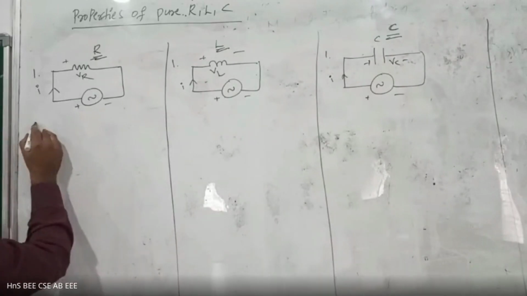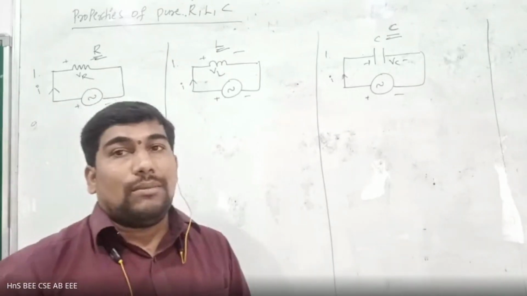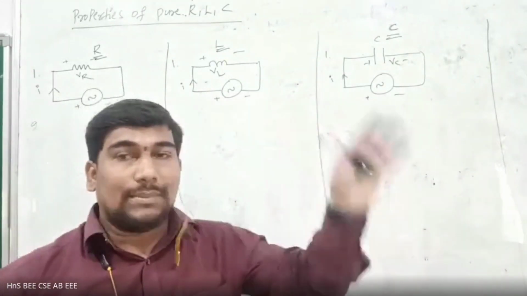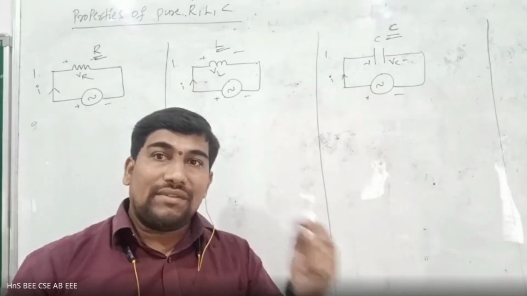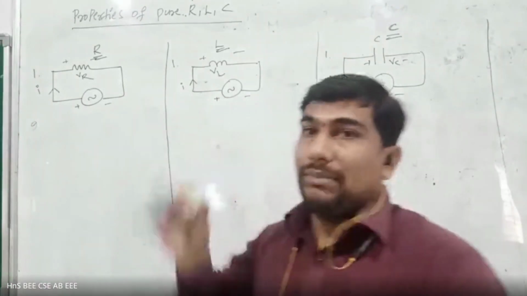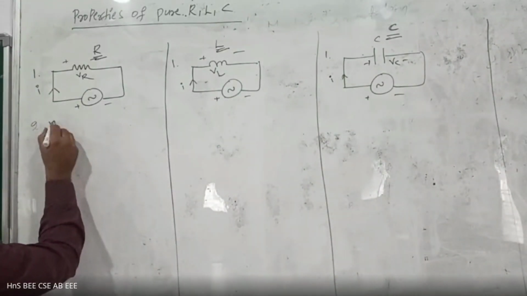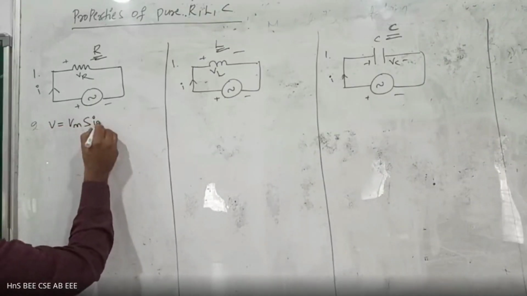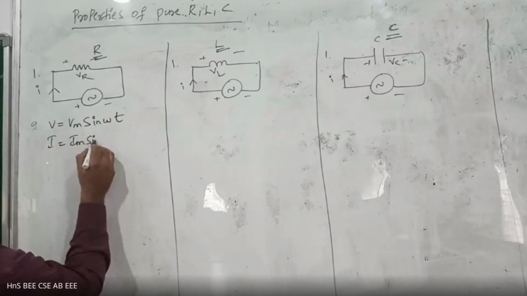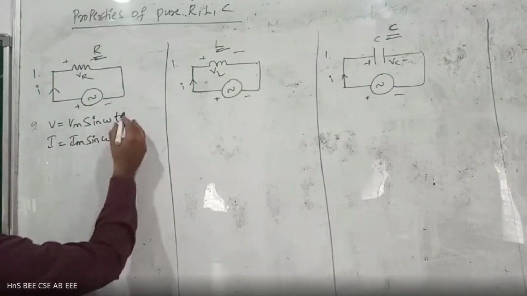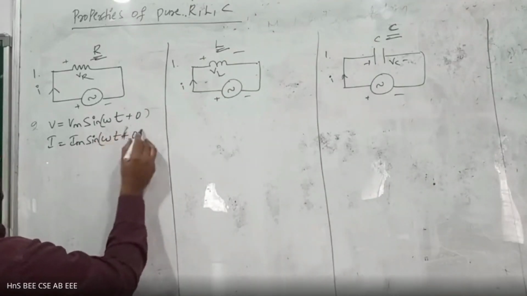Now coming to the second one. You need to write the voltage, current, and power formulas for the resistor, inductor, and capacitor. What is the voltage formula in our standard equation for an alternating quantity? That is V equal to Vm sine omega t. I equal to Im sine omega t. Now the angle is 0 for both, 0 degrees.